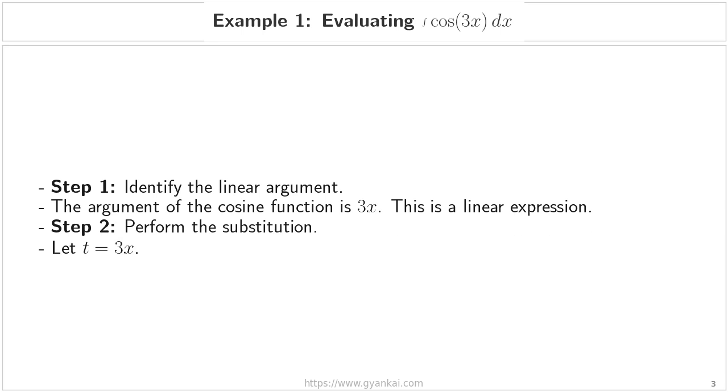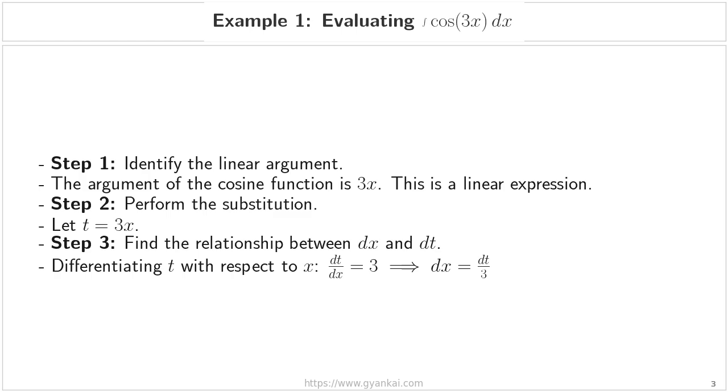Now, step 2 is where we actually perform the substitution. This is the heart of the method. We're going to replace a part of our integral with a new variable. To make things cleaner, let's set t equal to 3x. So, we're saying t = 3x. This is our substitution.